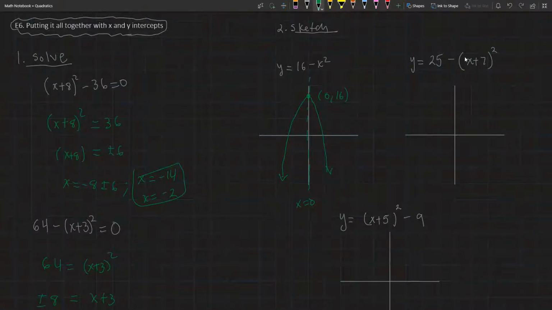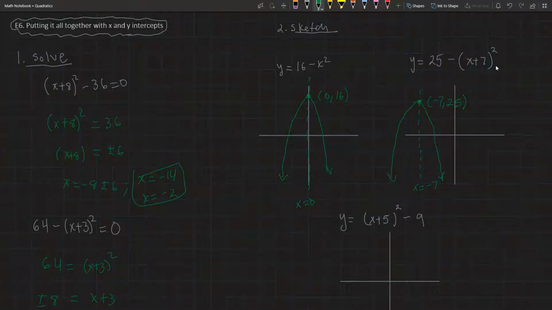25 minus something squared. When does the something equal 0? When x plus 7 equals 0. That is at negative 7. Negative 7 plus 7 equals 0. And that gives us the vertex, the x value and the y value. The y value is 25, because 25 minus 0 is 25. And remember that the negative belongs to the something squared, which implies that this graph curves downwards.